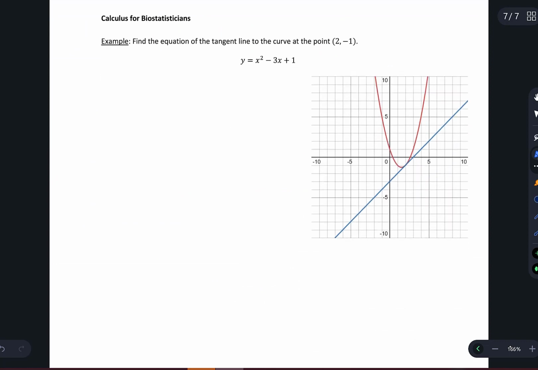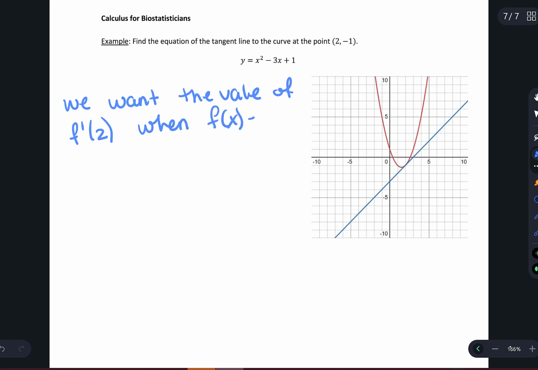All right, here's another example. So we can find the equation of a tangent line to the curve at the point 2 and minus 1. So similar to before, we want the value of f prime at 2, so the derivative at 2, when f of x is equal to x squared minus 3x plus 1. So I'm going to do the exact same thing as before. We're going to use that formal definition.